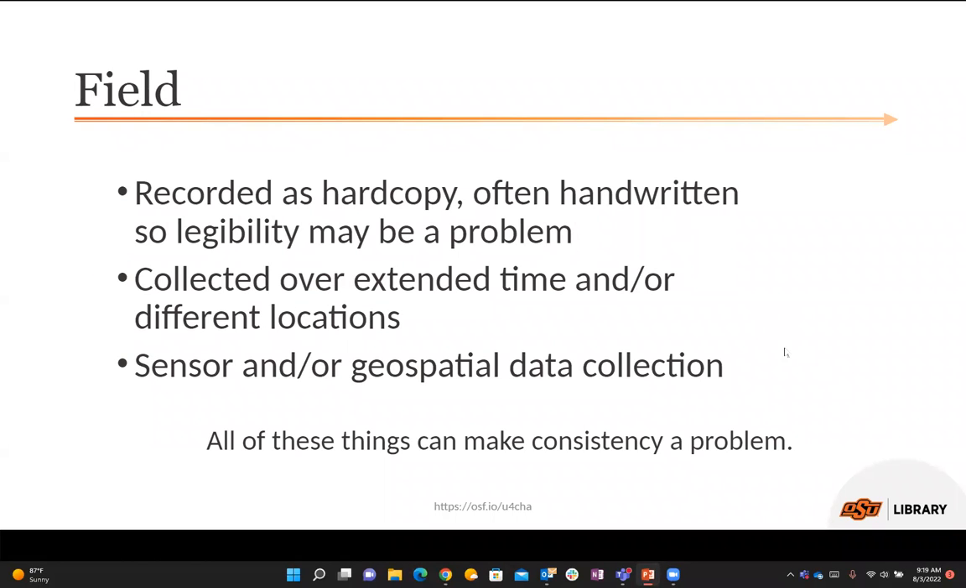If you are a field person, then very often this data is recorded as a hard copy in a field manual or logbook, and it may be handwritten. Legibility may be a problem. It may be a problem to preserve it so it doesn't get damaged or lost. It may be collected over a very extended time and or locations, and you may be trying to synchronize that data with other data that's collected with sensors or geospatial, and this can create some problems with consistency. So making sure that it's preserved, that it's quality controlled, and so on is an issue.